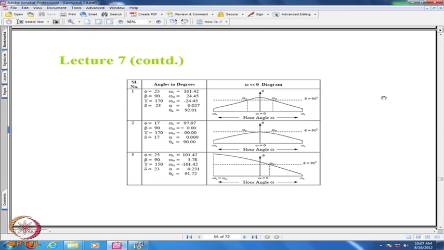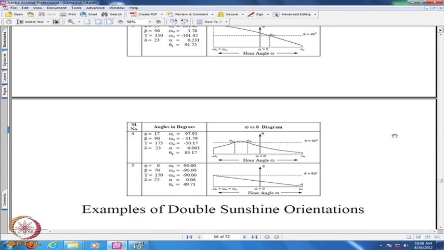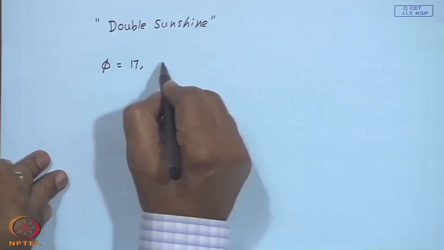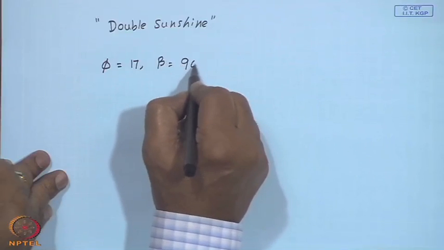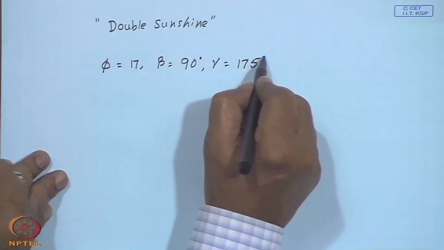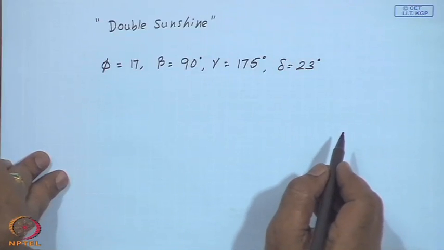We first identified a large number of cases where there is only single sunshine, and the cases 1, 2, 3 where there is double sunshine we have already discussed. Case 4 is having a latitude phi of 17 degrees, beta of 90 degrees with a gamma of 175 degrees and declination being 23 degrees. This is June, something like that.